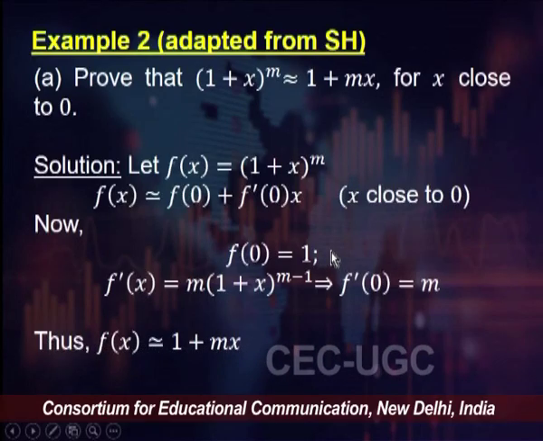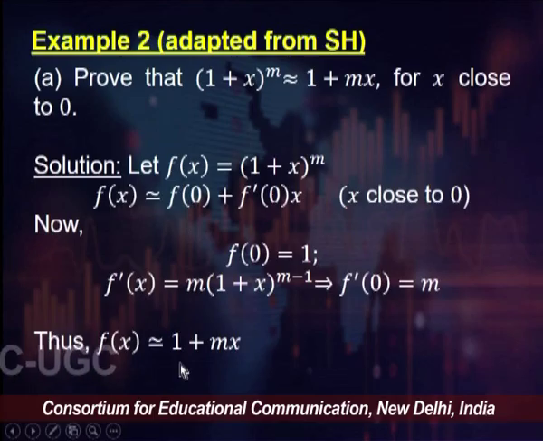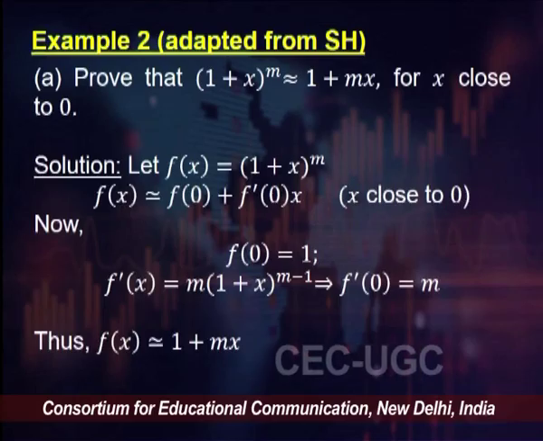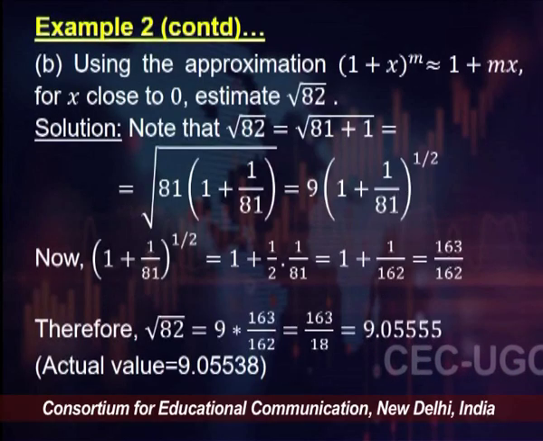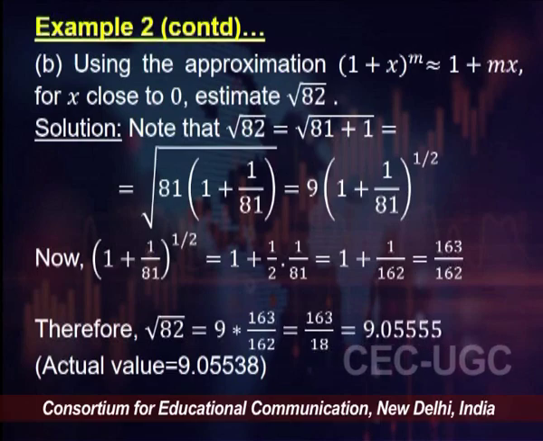And once we plug in these values that we have found into this linear approximation, we get f of x as approximately equal to 1 plus m times x. Now, what we are going to do next is use this result to estimate a few values, and again this is something that you can do by hand. The first part of this estimation requires you to estimate the value of square root of 82.